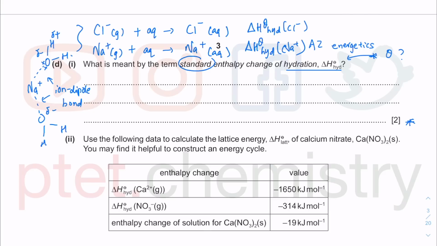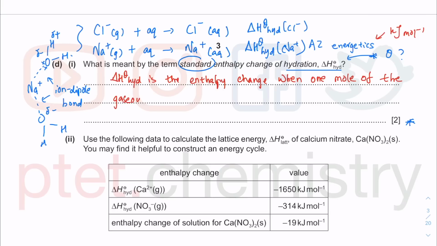Okay. So what is meant by this definition then? Delta H hydration is going to be the enthalpy change for a certain process. It's the enthalpy change when 1 mole of gaseous ion, it has to be 1 mole because it's in kilojoule per mole. Per mole of what? Per mole of the gaseous ions. I don't say cations, I don't say anions because it applies for both cations and also anions. Dissolve in a large amount of water or dissolve in a huge excess of water.